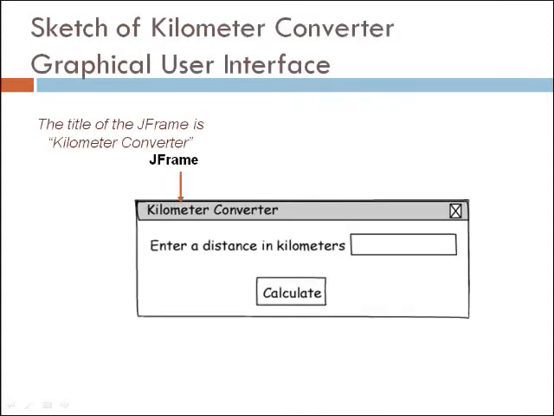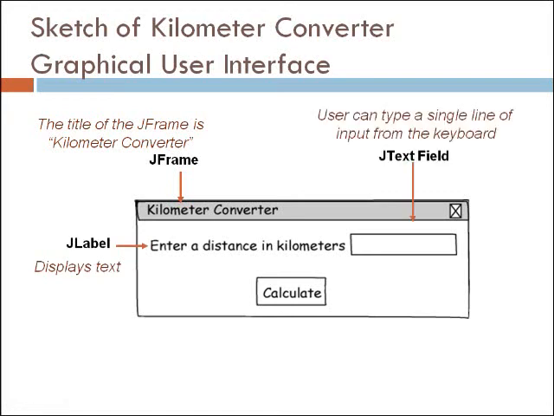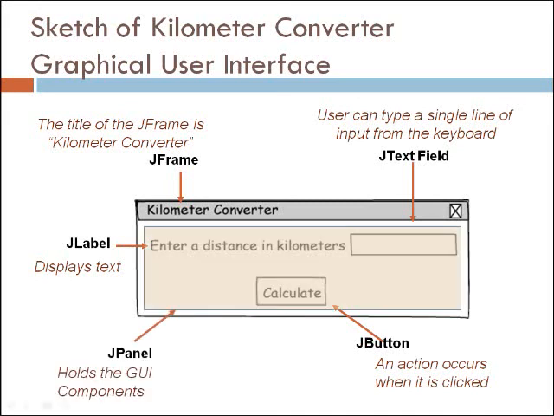Here's a sketch of the kilometer converter graphical user interface. The title of the JFrame is kilometer converter. The JLabel displays the text. The user can type a single line of input from the keyboard in the JTextField, and the JButton allows an action to occur when it is clicked. JPanel holds all of the GUI components together.